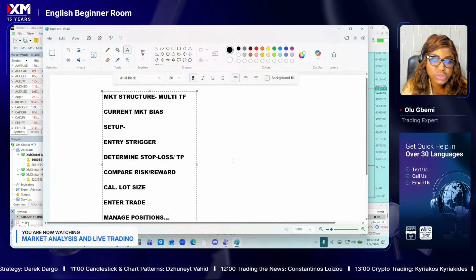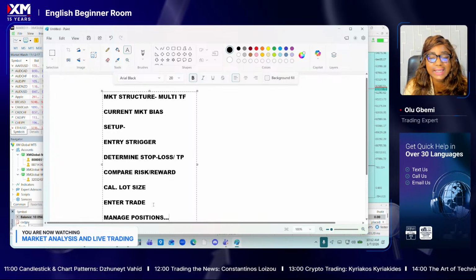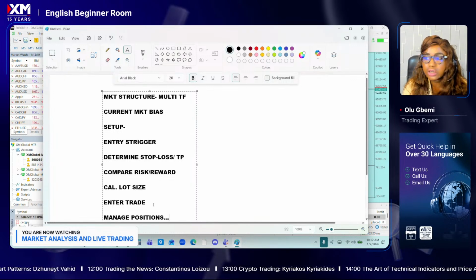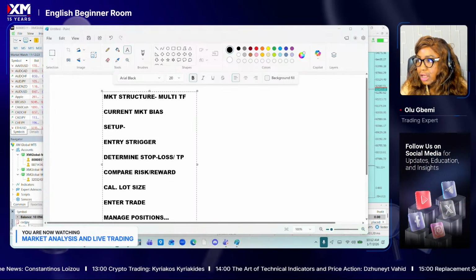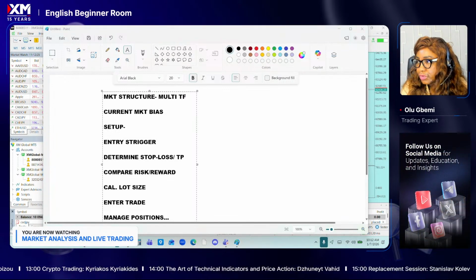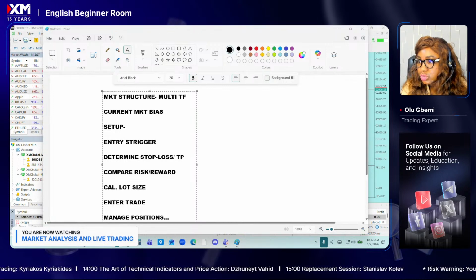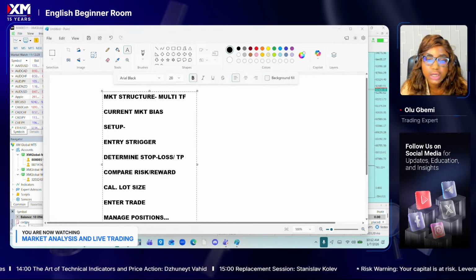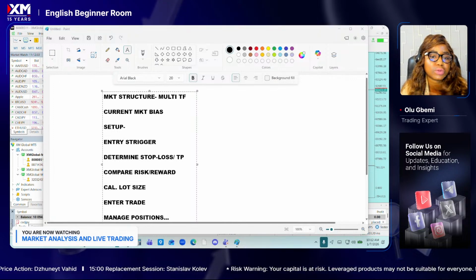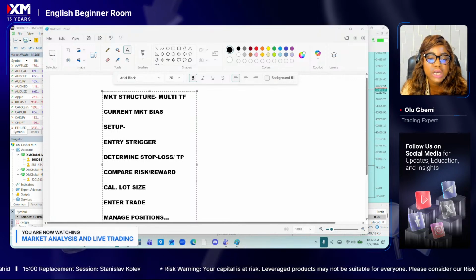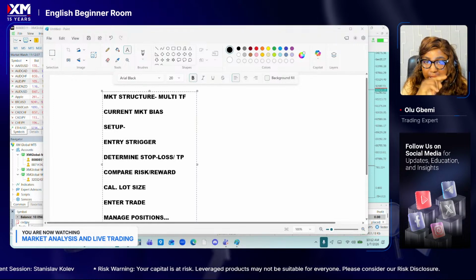This is what we are going to follow. So we're going to be analyzing different markets together. If you tune in with me and you have a particular instrument that you would prefer that we take a look at together, ensure that you put that in the comment section so that we analyze these different instruments and we try to enter trades together.